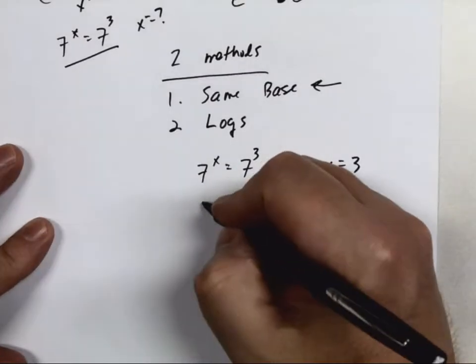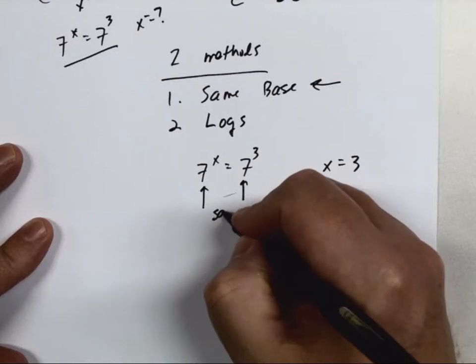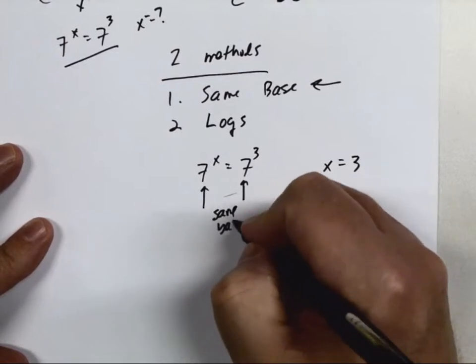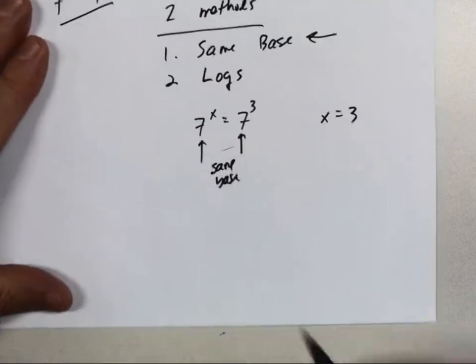But what's the key? The whole key is you have two exponential functions on each side and they have the same base. When you have two exponential functions equal to each other and they have the same base, you can simply set the exponents equal to each other.